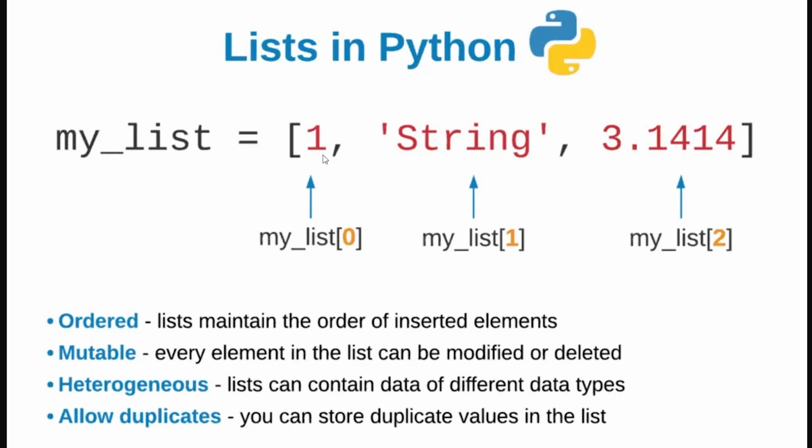As I told you guys, lists are heterogeneous, and this is shown here. The first item is an integer. The second item is in string format, and the third item is in float format. So this is actually working really well.